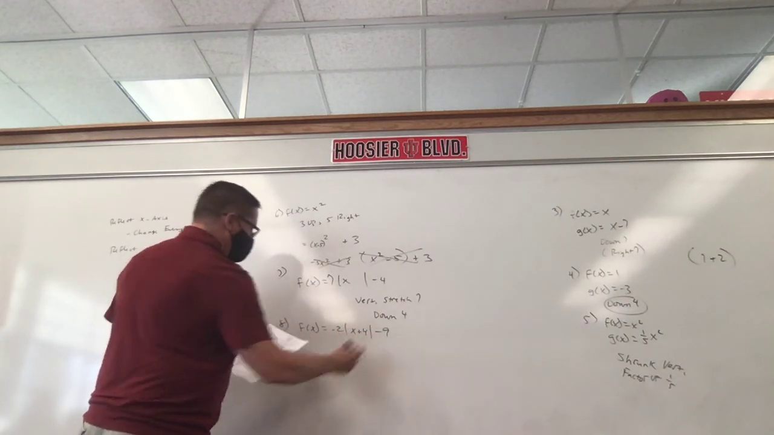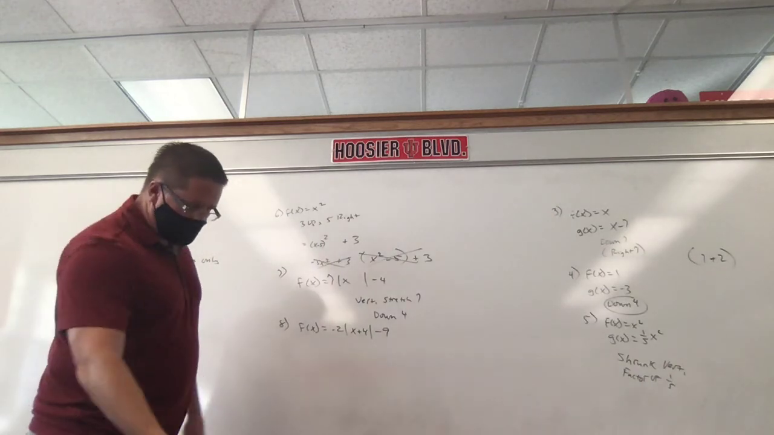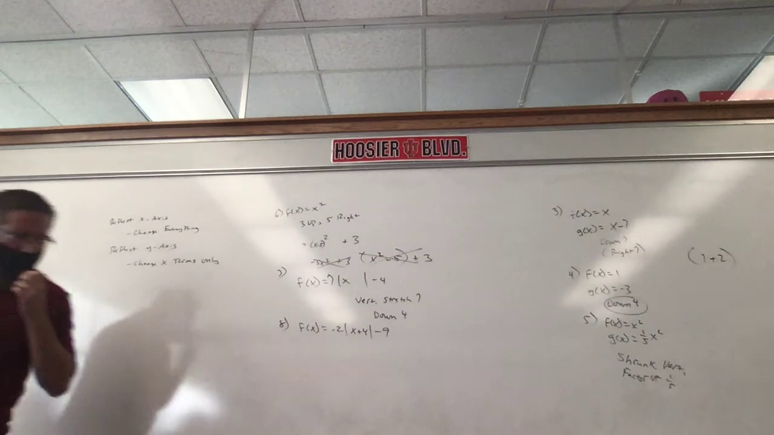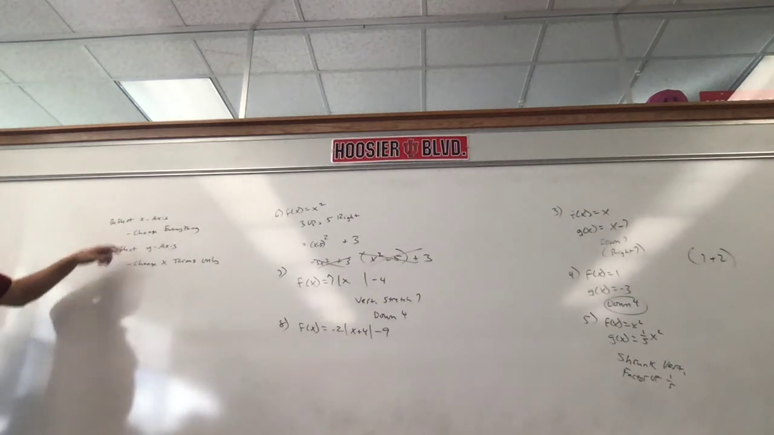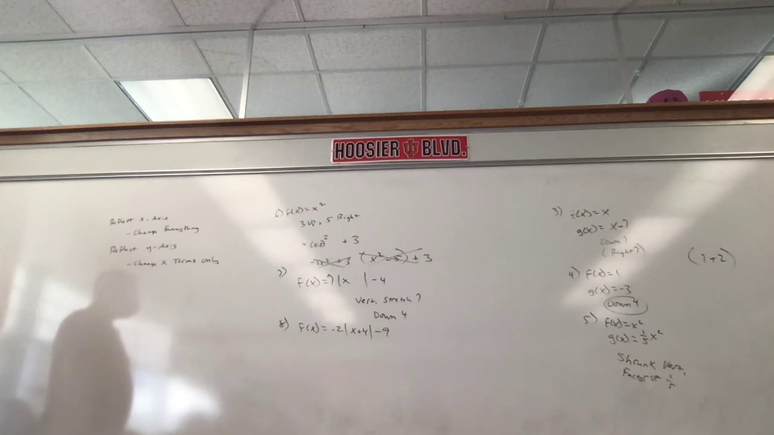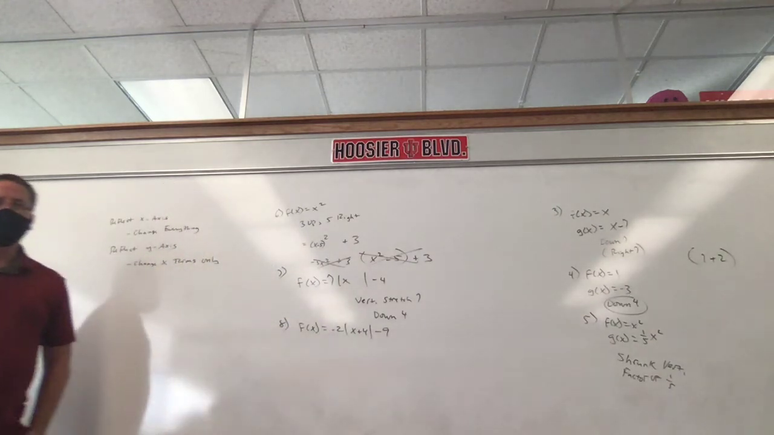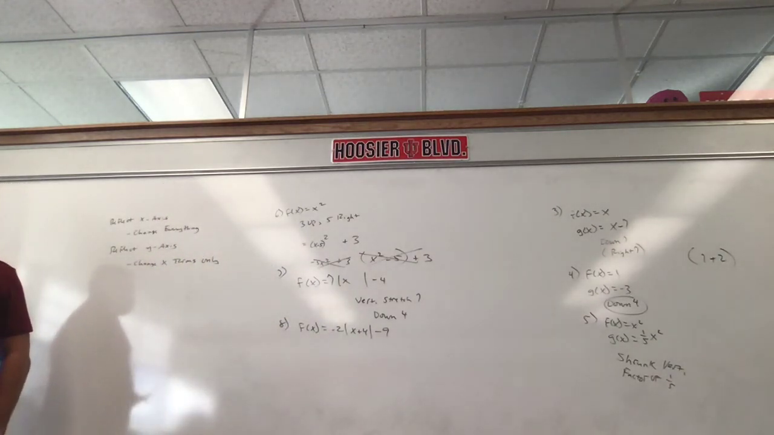Now this is where it gets a little tricky. It's a real short question, but it's a little bit tricky. We're reflecting it over the x-axis, so you have to change everything. When I say everything here, it's really only 2 things, the 2 and the 9. It's kind of like saying this.